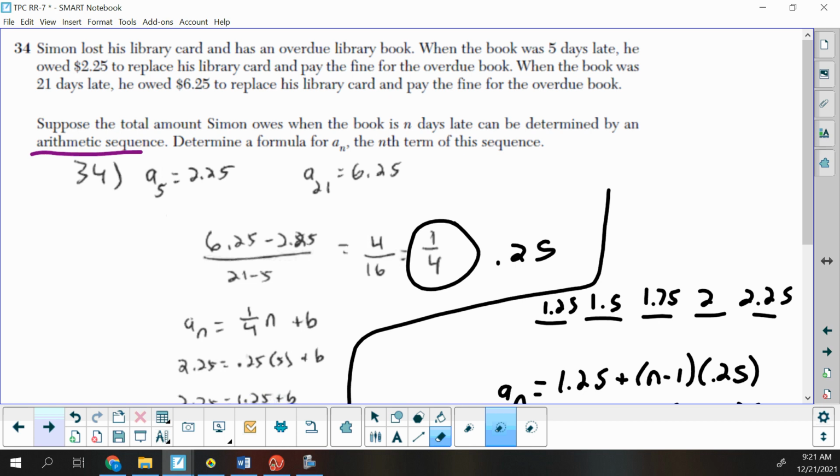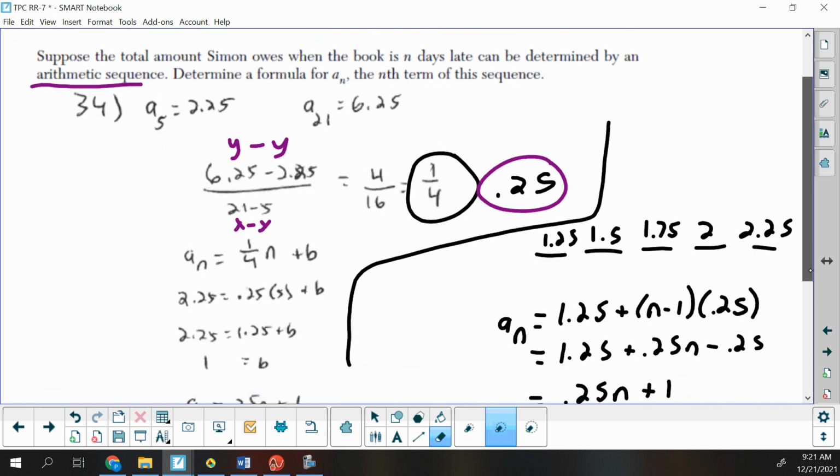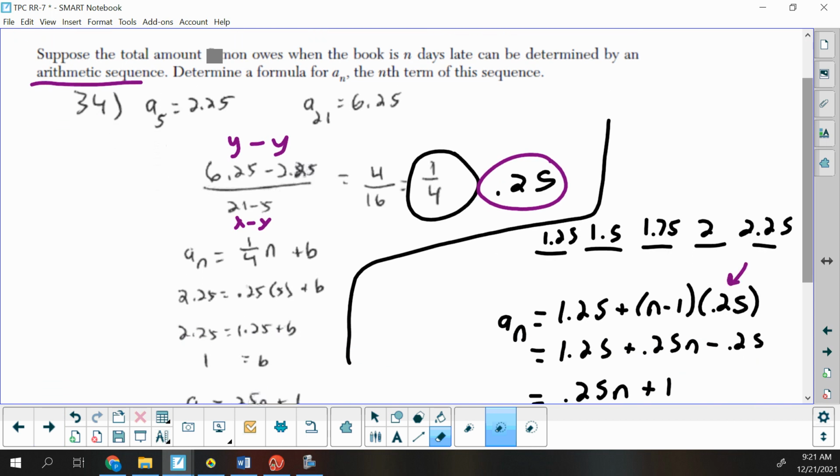So here's our y minus our y, and think of it like x minus x. And when you do that, that eventually gives you 0.25 for your d value. Well, the easiest way to do this I showed over on the right here. So we know our d value is 0.25. We'll start at your A5 and just go back by 0.25 each time. So here's A4, A3, A2, and A1. So then our A1 is 1.25.